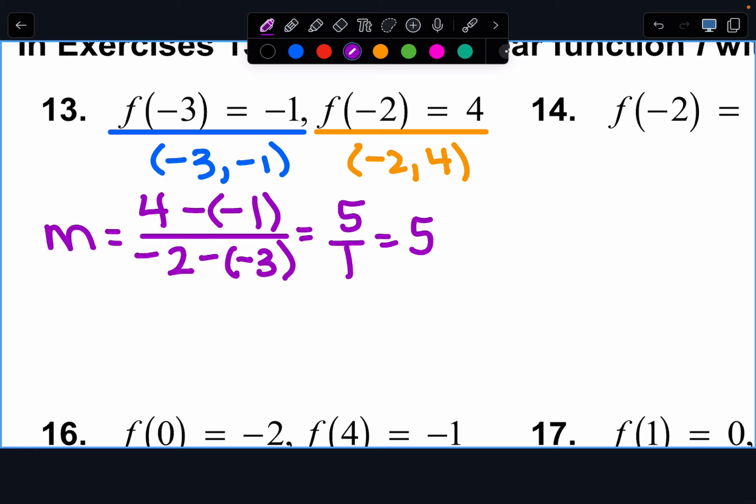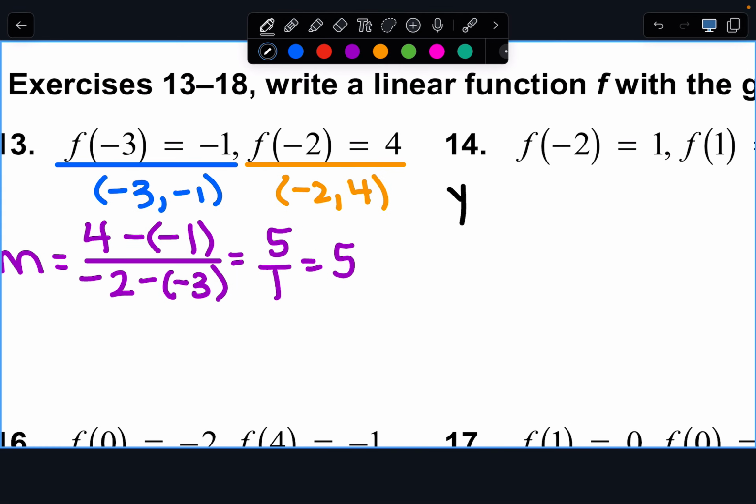And then you can pick whatever coordinate you want. How are you getting 4? Okay, I got 5. So now, does it matter which point you pick? No. So how about this? If you're wearing short sleeves, you are going to pick the blue. If you are wearing long sleeves, you are going to use the orange.